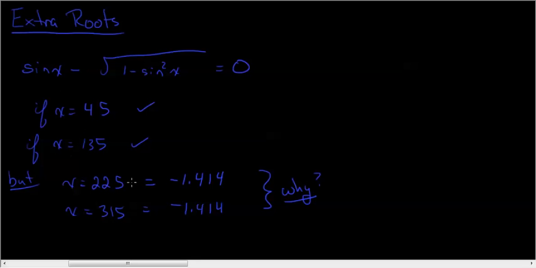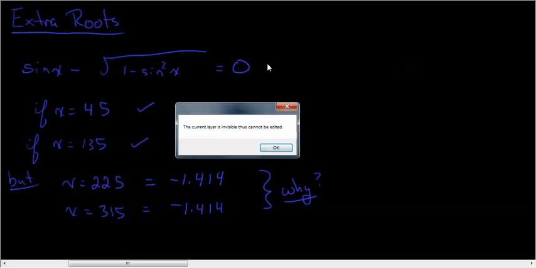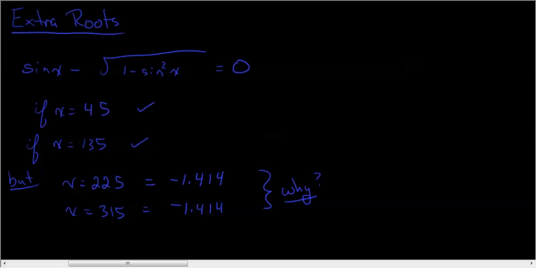I usually start with the largest to the smallest because it's easier to delete than it is to insert back in, but it doesn't matter. Ask your calculator what's the sine of 45 minus the square root of 1 minus the sine of 45 squared, and it will tell you 0. So that one works. Alright, so 45 works.